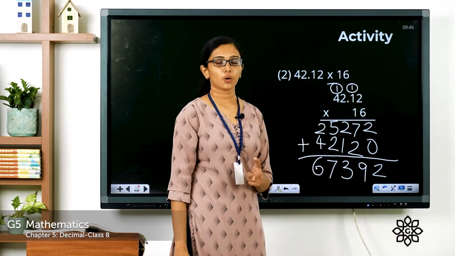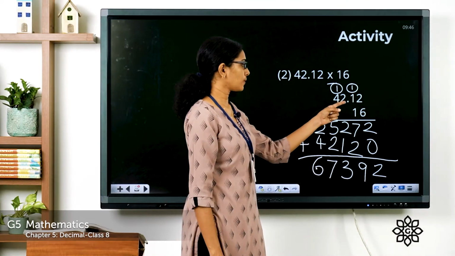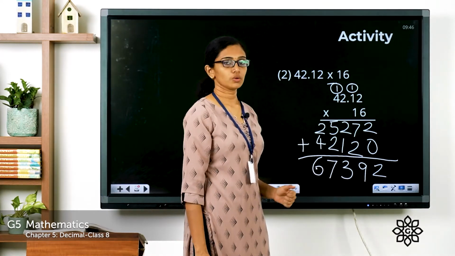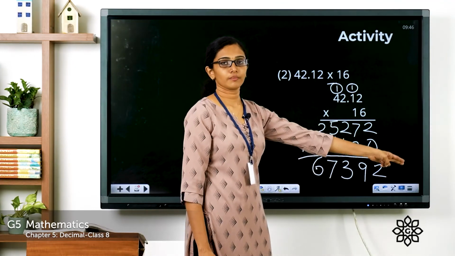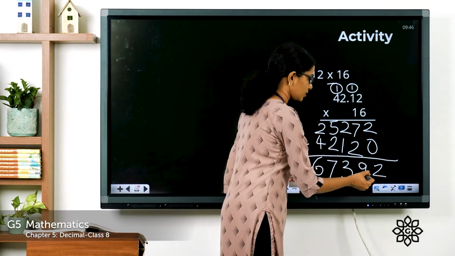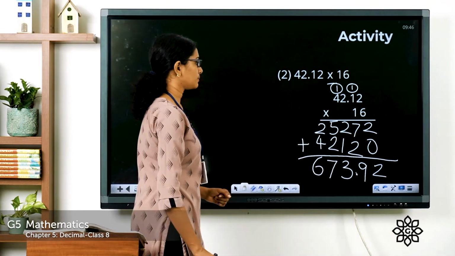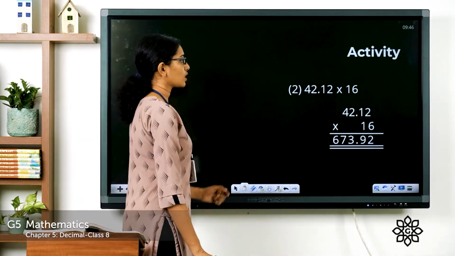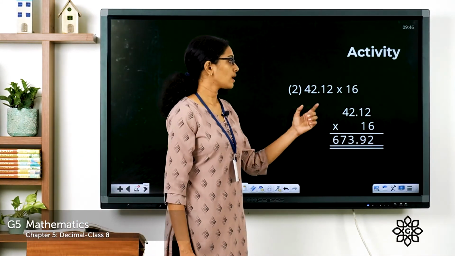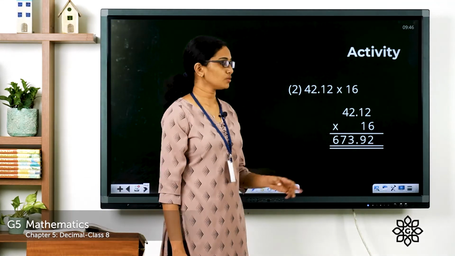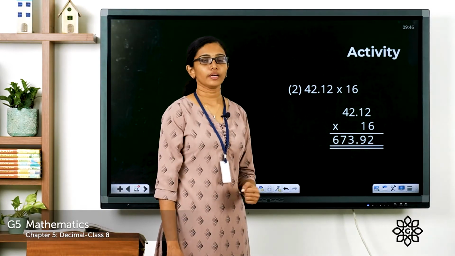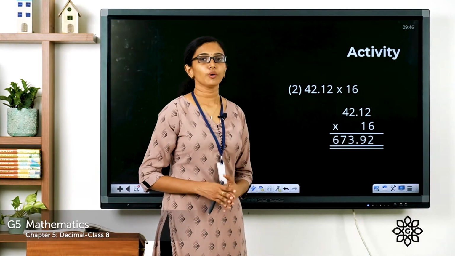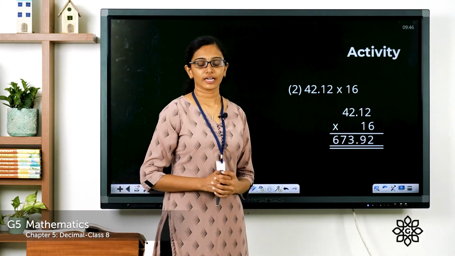Now let's count the number of digits after the decimal point. It is 1, 2. So count 2 places from right to left. 1, 2. So put the decimal point there. What is the product? 42.12 into 16 is equal to 673.92. I hope you got this one also correct.